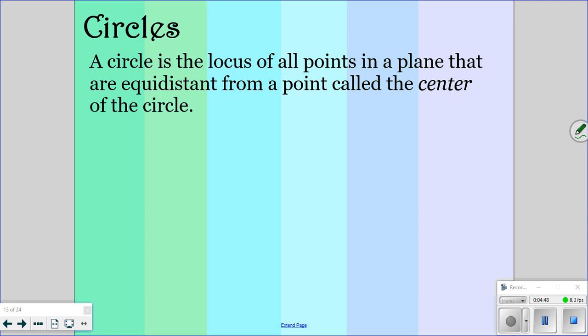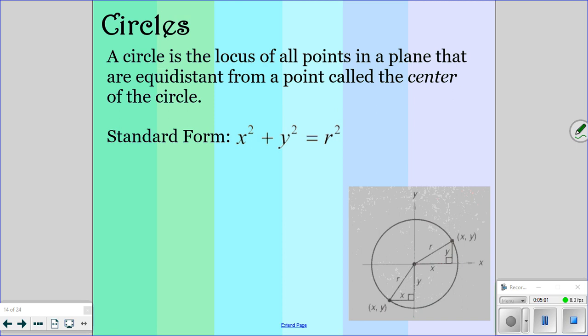Okay, so we're going to look at circles today. The definition for a circle, we went over in geometry, but it's the locus of all points in a plane that are equidistant from the point that's called the center. So standard form is x squared plus y squared equals r squared.